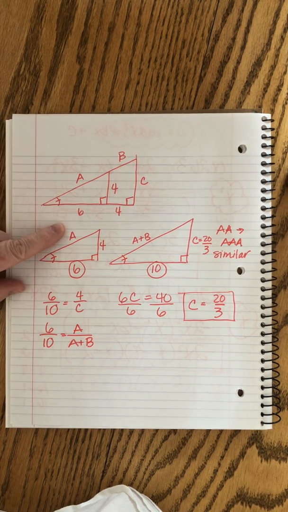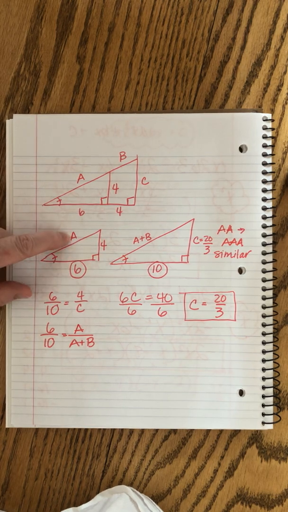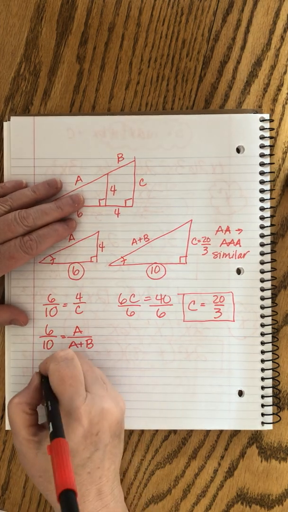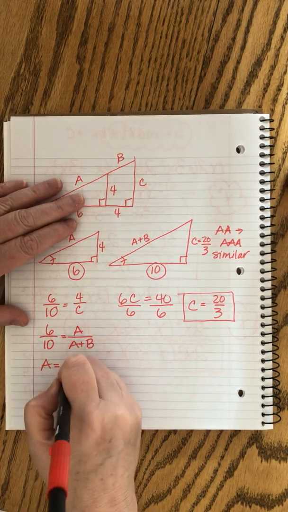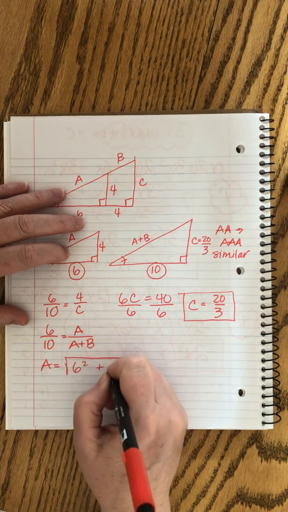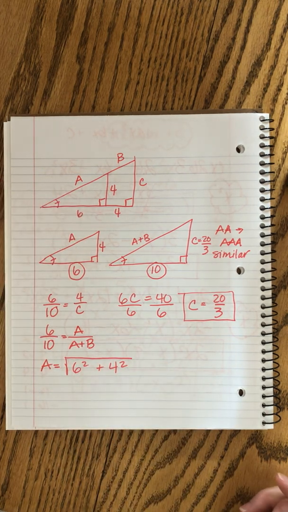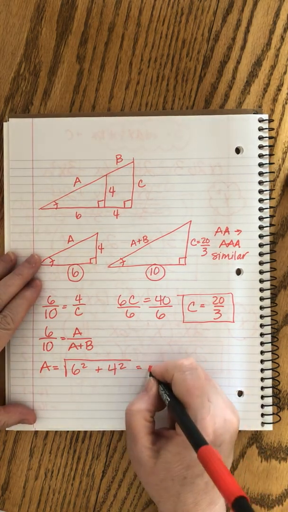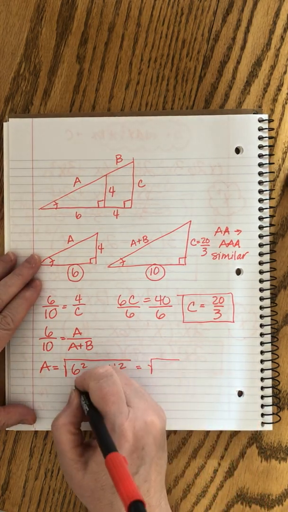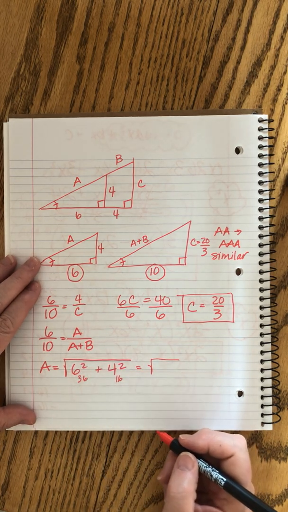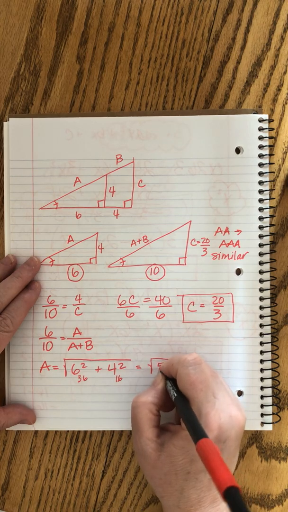Well, I look at this and I go, we can solve for A using Pythagorean, right? Because we've got the two sides. So let's find A. A is equal to the square root of 6 squared plus 4 squared, which is equal to the square root, let's see, this is 36 and this is 16. So that would be the square root of 52.